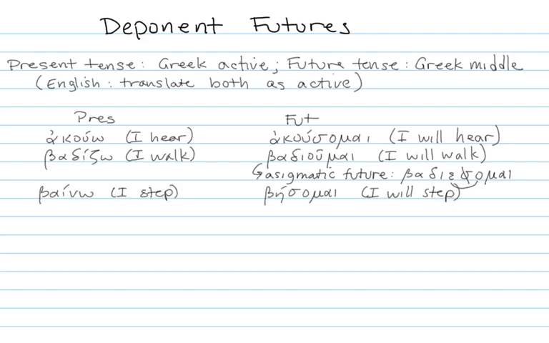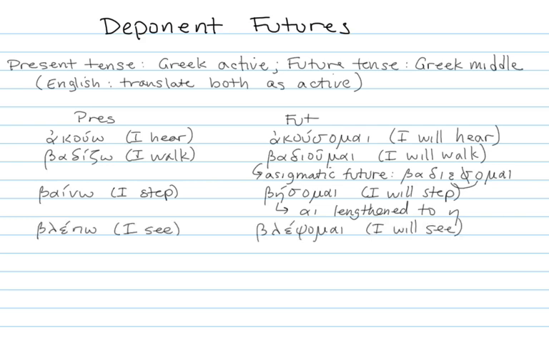Baino becomes besomai. You'll notice that the alpha iota has lengthened to an eta for no good reason. Blepo becomes blepsomai. Part of that you would expect. There's the labial stem pi plus a sigma becomes psi. But then in this particular verb, we use the middle voice endings for the future. I will see.